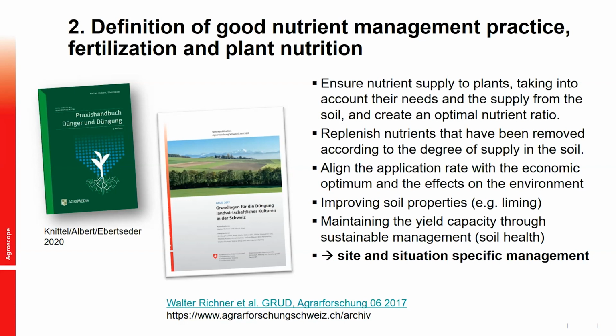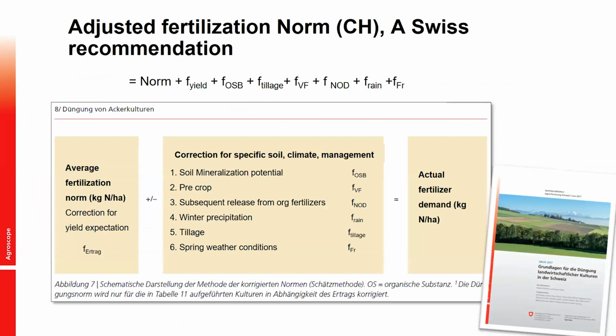Saying that, it's basically necessary to have a site and situation specific management, meaning average values are not sufficient. And here I just show you a principle how such a site-specific fertilizer recommendation could look like. That's from the Swiss Principles of Fertilization. This is the book you see in the lower right side. And basically, from this average fertilization norm, you go with different factors, considering your yield potential, your mineralization from the soil, your soil management, tillage, your pre-crop, the release from previously applied organic fertilizers, and so on. And then with that, you calculate basically the actual fertilizer demand.